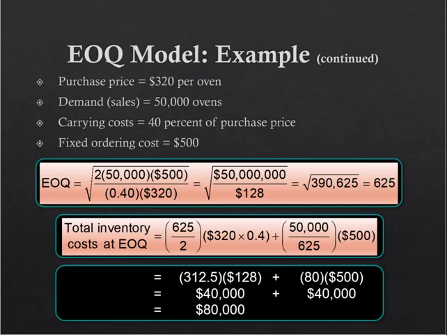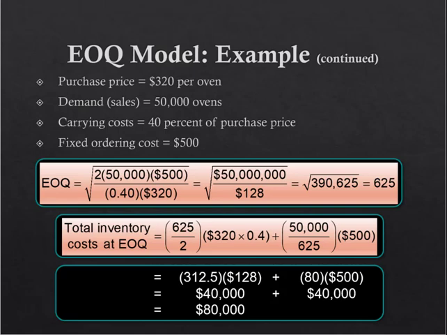The square root of that, this comes to 390,625. The square root of that is 625. So 625 is the order point, is what you order. So every time you go to order ovens, you order 625 ovens. And then there's going to come a point where you calculate what stock out looks like and when you're going to run out, and that's when you order your next 625 ovens.